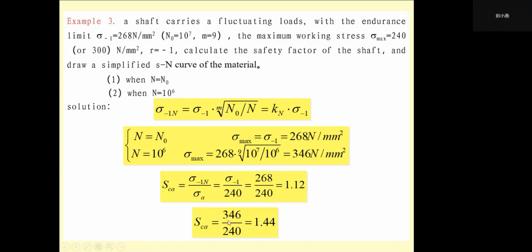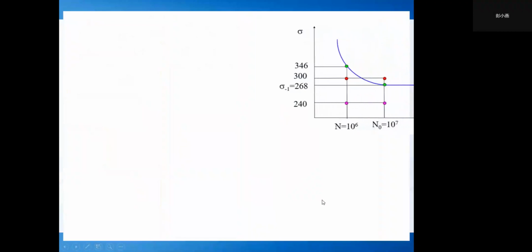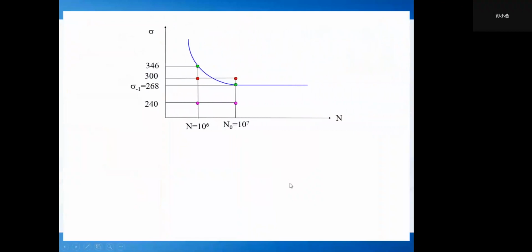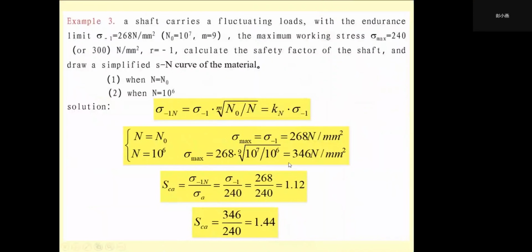Use this to calculate the safety factor. Okay, any problem? Laoshi, can you go back to the previous slide? Pardon? Here, this sigma minus 1n, that means we are calculating the safety factor of a shaft, right? We use this sigma minus 1n over... actually, what does this minus 1n mean?